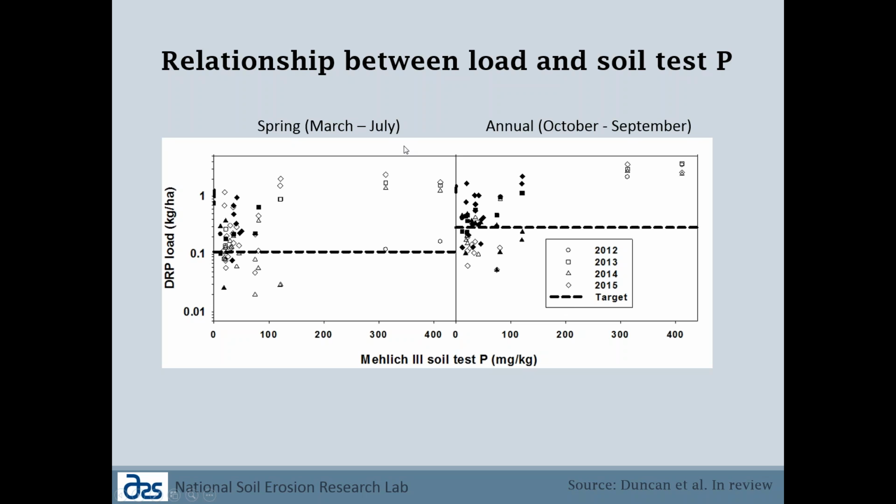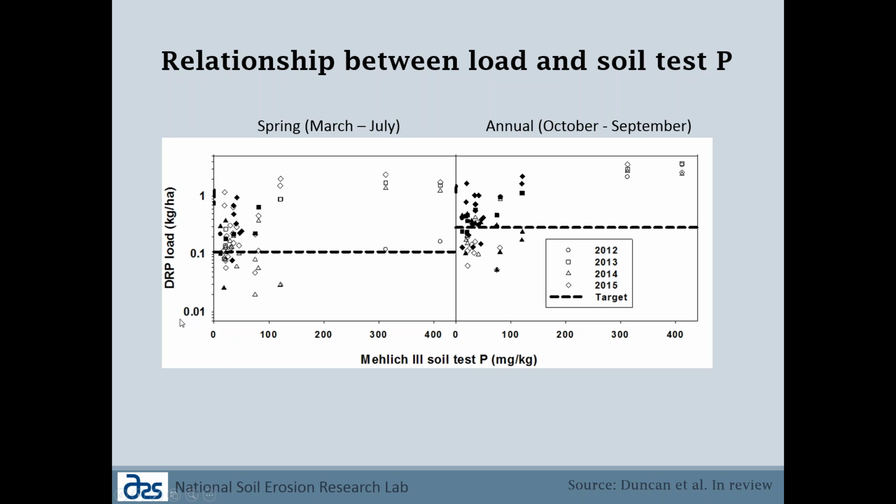The reason we did this is because we know the loadings to Lake Erie are most important during the spring. That's when a lot of the phosphorus that's transported to the lake leads to the algal bloom later in the summer. So these two graphs show, again, dissolved phosphorus load versus Mehlich 3 soil test, and the open or white symbols represent years where no phosphorus was applied to the field, and the black symbols represent when there was a phosphorus application.